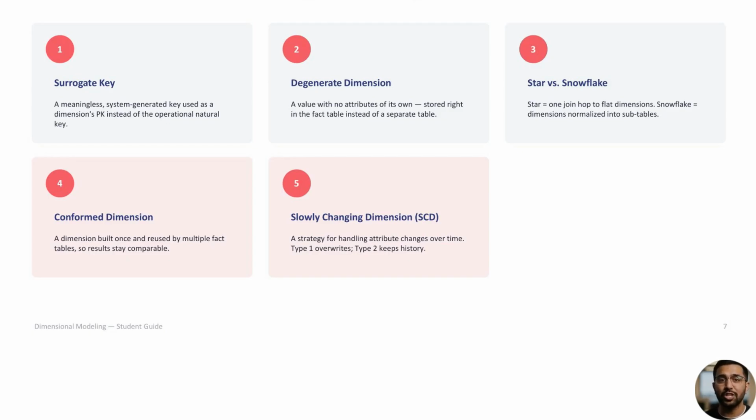Lastly, the slowly changing dimension strategy manages attribute changes over time. Type 1 overwrites existing data, whereas Type 2 retains historical data. Understanding these concepts is crucial for effective dimensional modeling.